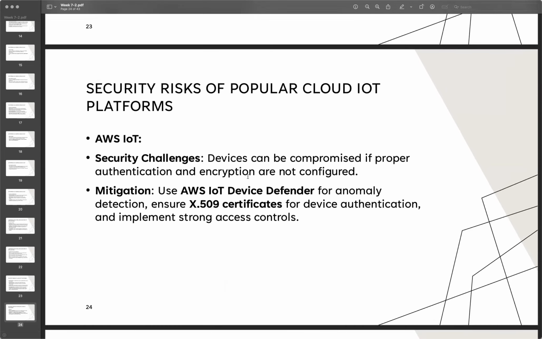And then let's say for AWS IoT, we can look at a popular example. Devices can be compromised if they don't have proper authentication or encryption configured. So for mitigation, we can use AWS IoT Device Defender for anomaly detection, or we can use X.509 certificates for device authentication, and then we can implement strong access control. That's what we can do.